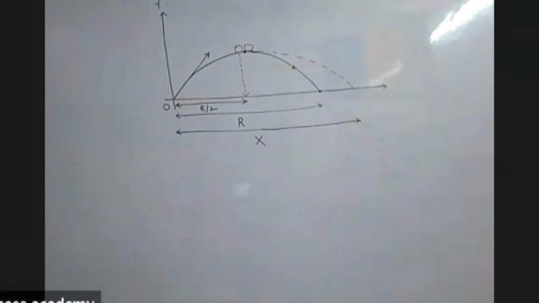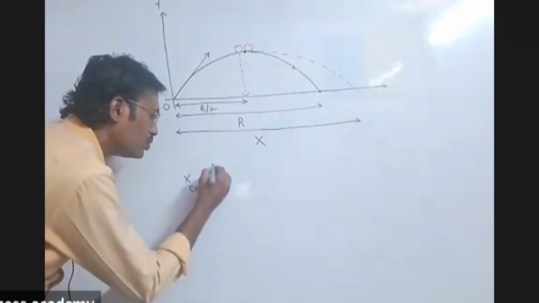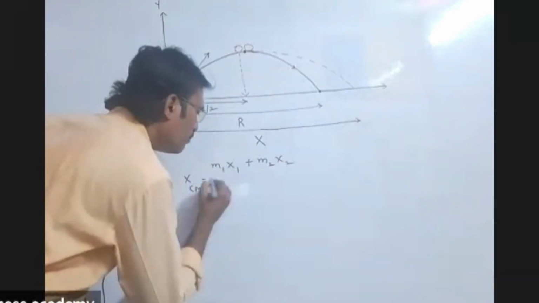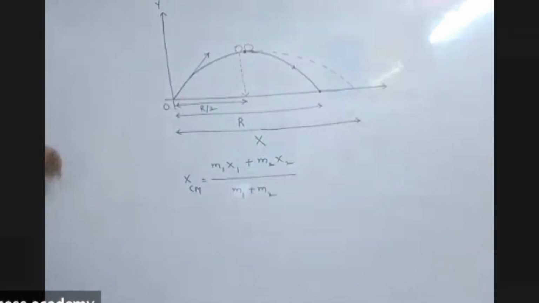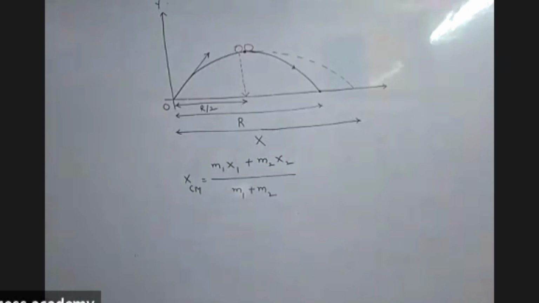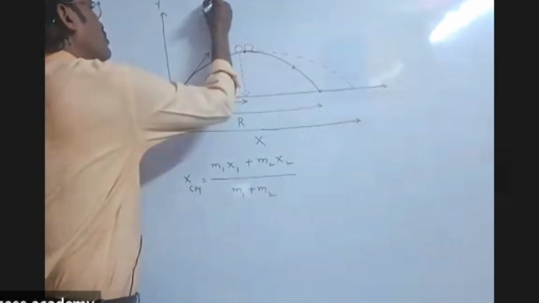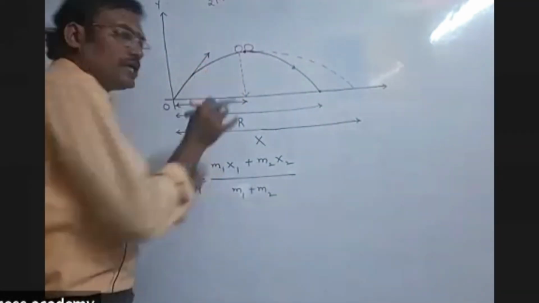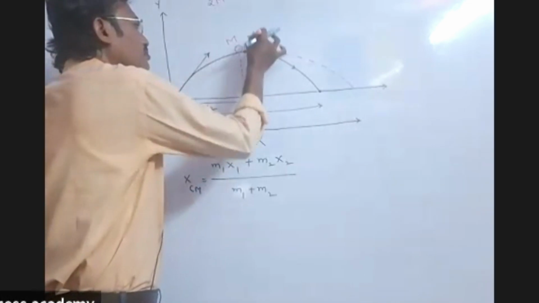For that purpose, we are taking the formula xcm is equal to m1x1 plus m2x2 by m1 plus m2. For example, initially the mass of the bomb is 2m. Now it explodes into two equal pieces. This is m and this is also m.